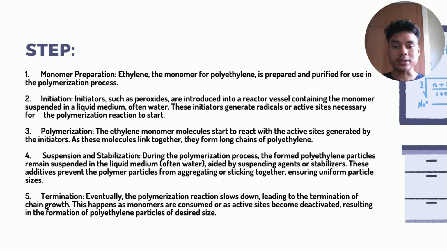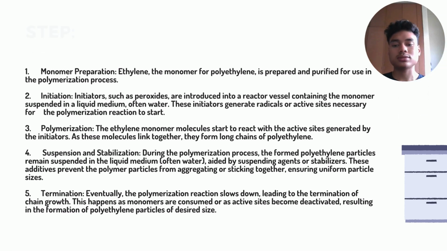Fifth, termination. Eventually, the polymerization reaction slows down, leading to the termination of chain growth. This happens as monomers are consumed or as active sites become deactivated, resulting in the formation of polyethylene particles of desired size.